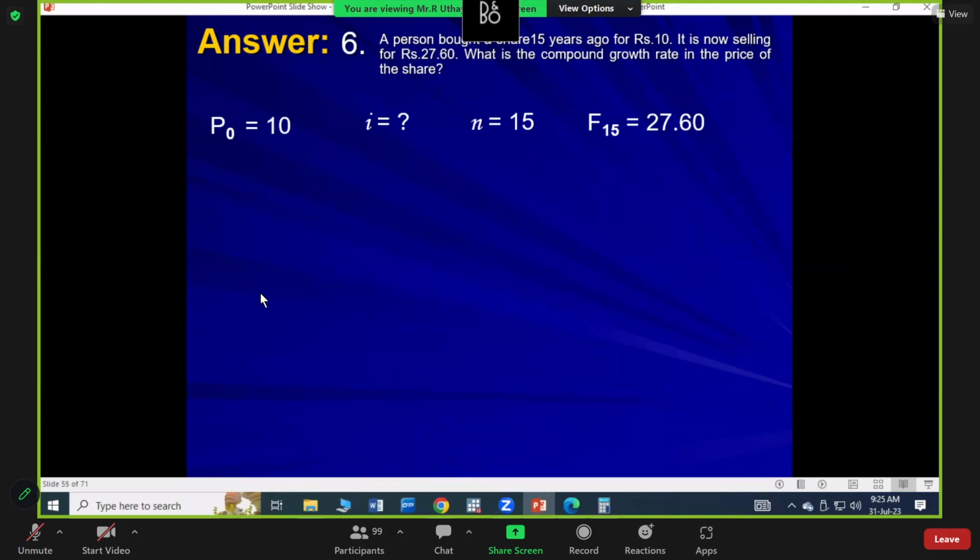So what is the concept you can apply to find out this one? Again, the future value of a lump sum. The future value of a lump sum should be applied. So this concept should be applied.